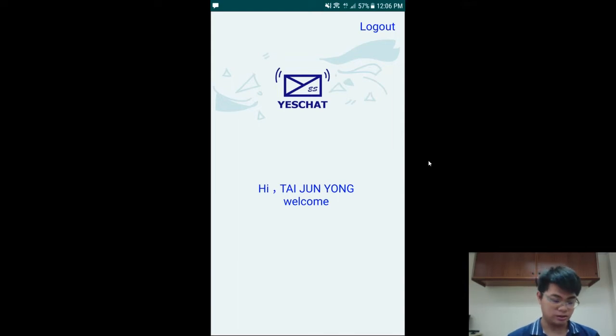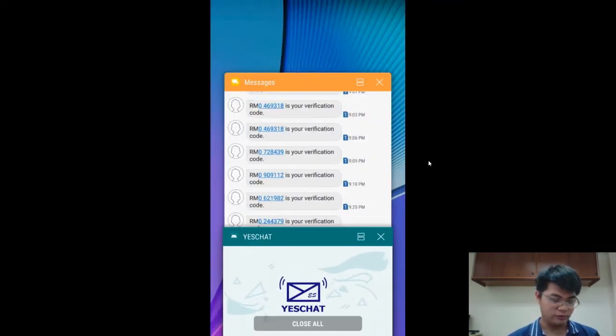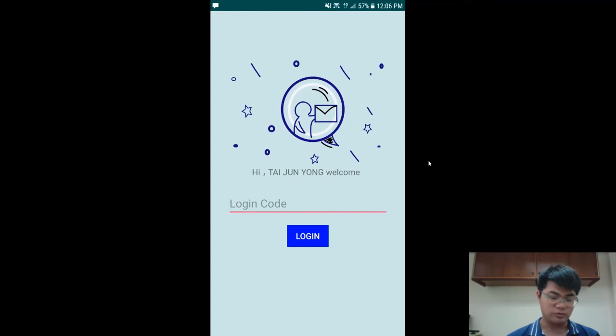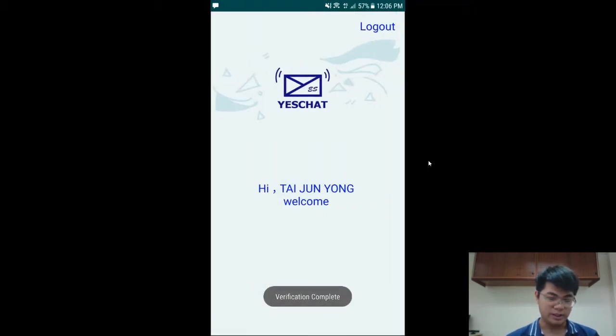Usually in our app, after we log in and open the app again, it will go straight into your account. So we reopen our account. It will show this: you need to enter your login code, or you can just use your fingerprint to unlock it. So now I use my fingerprint, and I can go straight into our account.